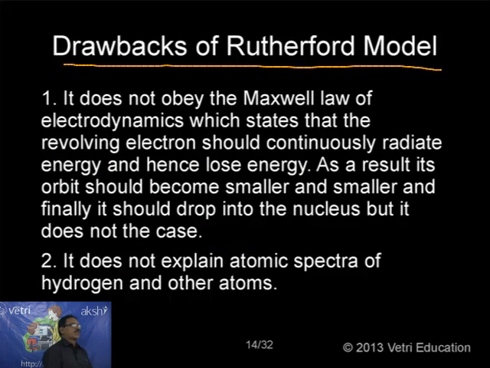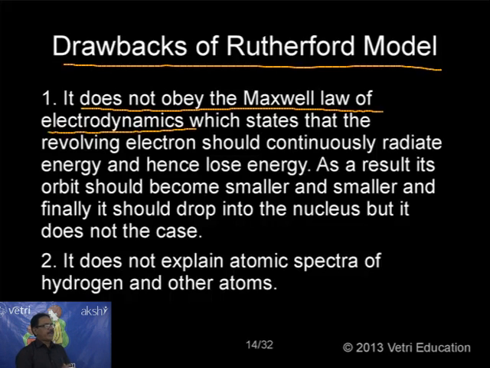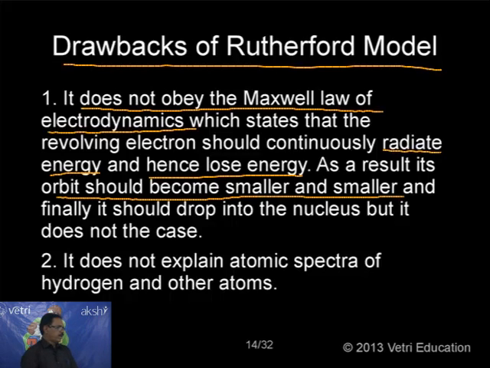What are the drawbacks of the Rutherford model? Now there are two important drawbacks I want to point out. One is, it does not obey the Maxwell law of electrodynamics. What is the Maxwell law of electrodynamics? It states that the revolving electron should continuously radiate energy. Any charged body will always emit energy and hence lose energy. So when anything is emitting, automatically it will lose energy. As a result, its orbit should become smaller and smaller, and finally should drop into the nucleus. But that is not the case.